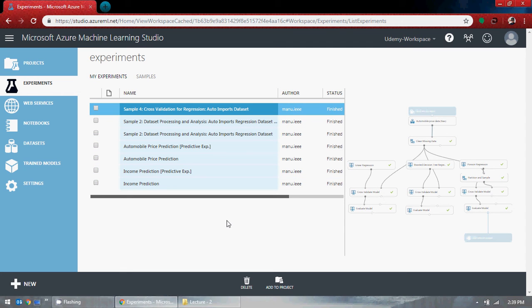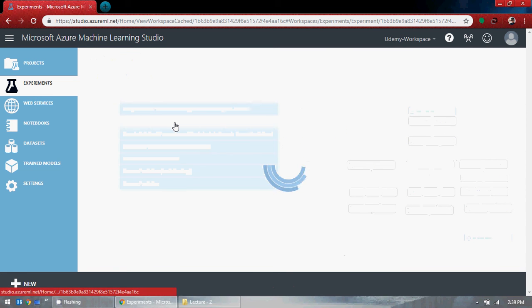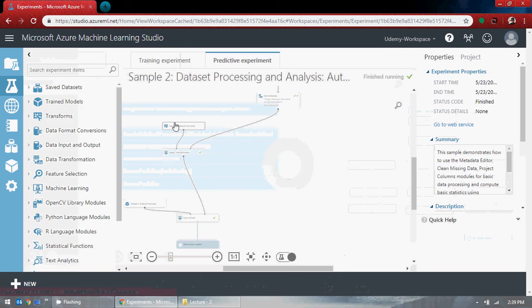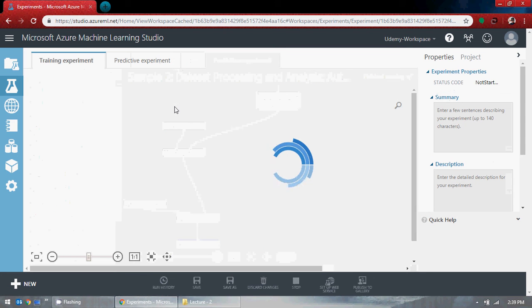So that's pretty much for cross validation for regression. That was simple. We are going through all these lectures, right? So you might have gone through this one too. This was a pretty simple algorithm. Okay, let me go through it again for people who missed it. Well, this is the predictive experiment. We'll go to the training experiment.